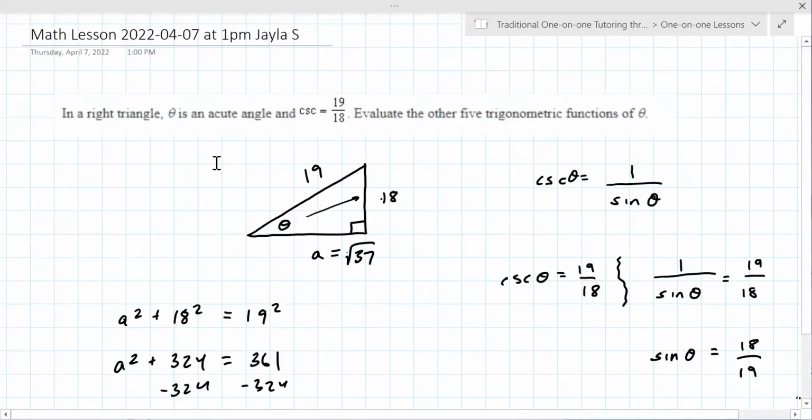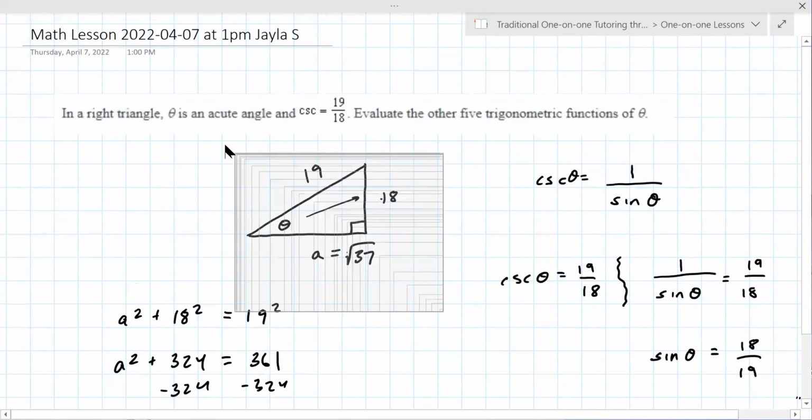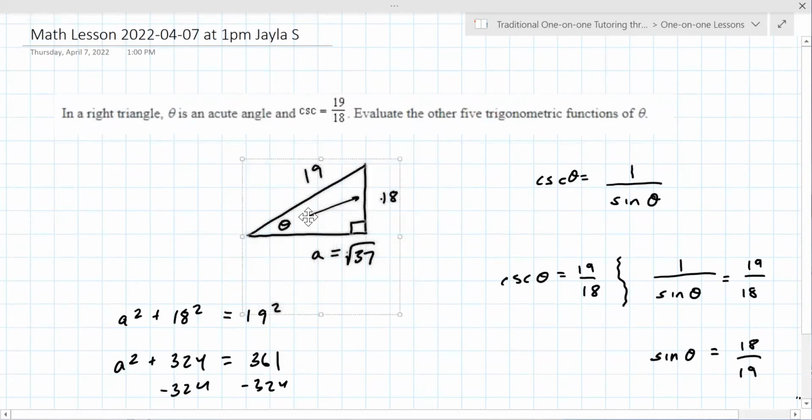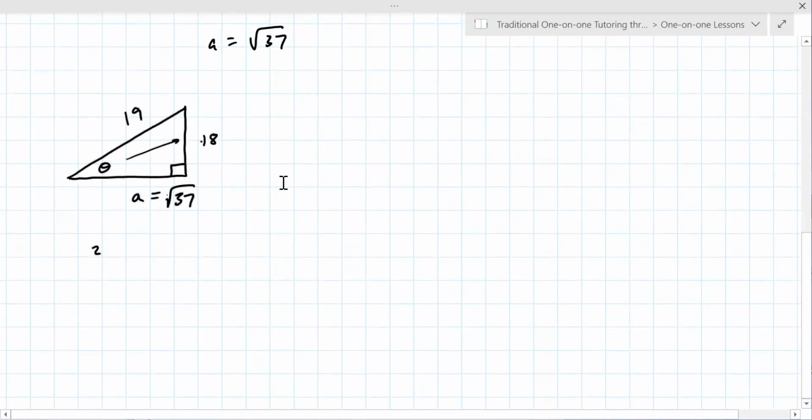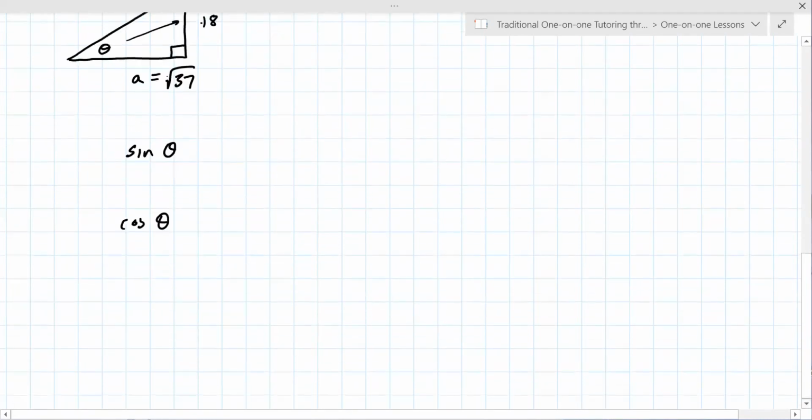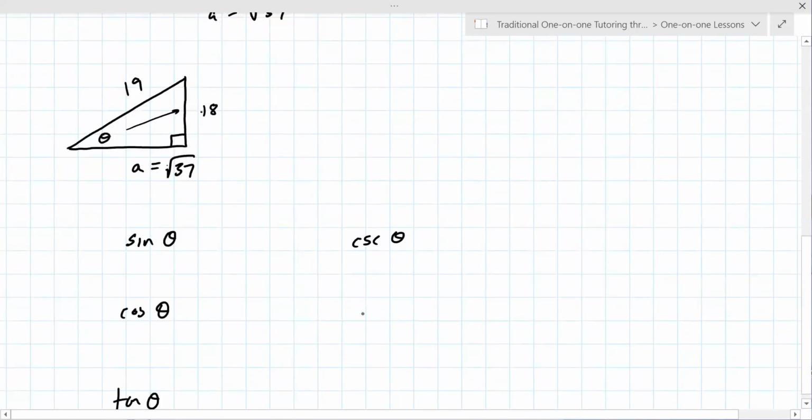Okay, so once you get the 3 sides of the triangle, to find the other 5, it's fairly straightforward. So again, what you're going to do here is write out the 6 trigonometric functions: sine, cosine, tangent, and then there's cosecant theta, secant theta, and then cotangent theta. So you were already given cosecant theta. It was 19 over 18. Sine is the flip of that. We already figured that out.